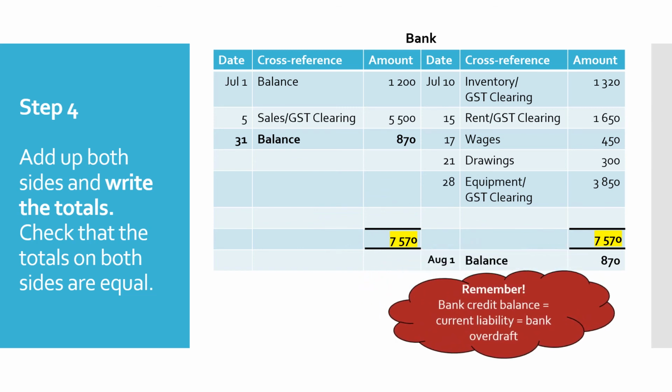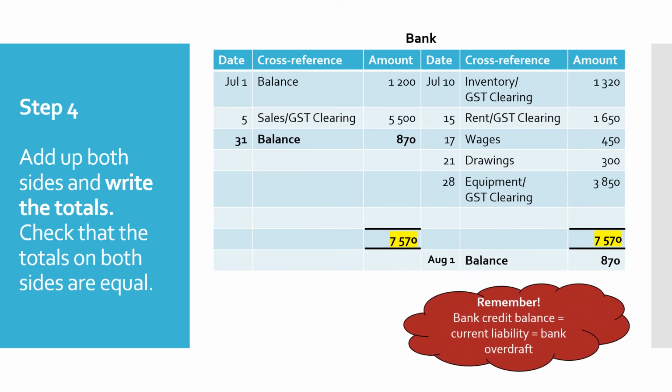Here's another reminder for you. We have established that our current bank balance as of the 1st of August is in credit position and therefore it is a current liability to the business, and as such, this is a bank overdraft.